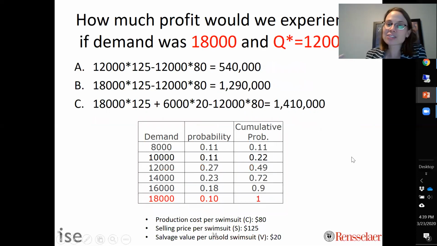All right, so my next clicker question for you is nothing has changed other than I want you to tell me what is the profit if the demand is 18,000 or 180,000 demand. So again, it's the last row here. And if you need to, pause the video and think through it.